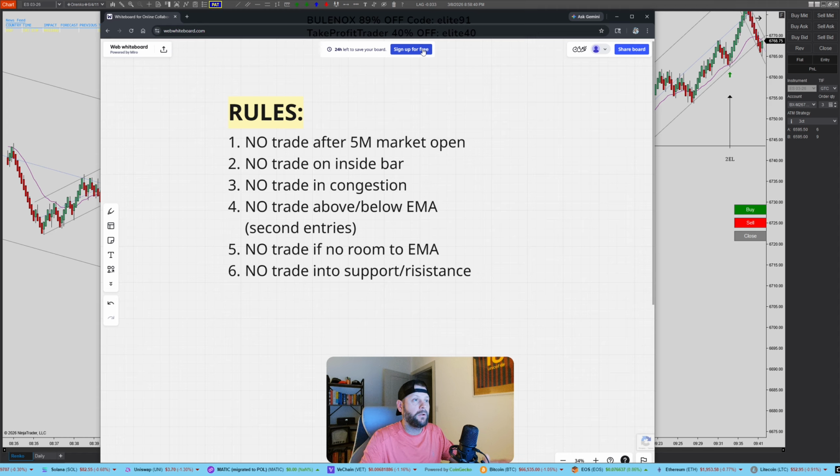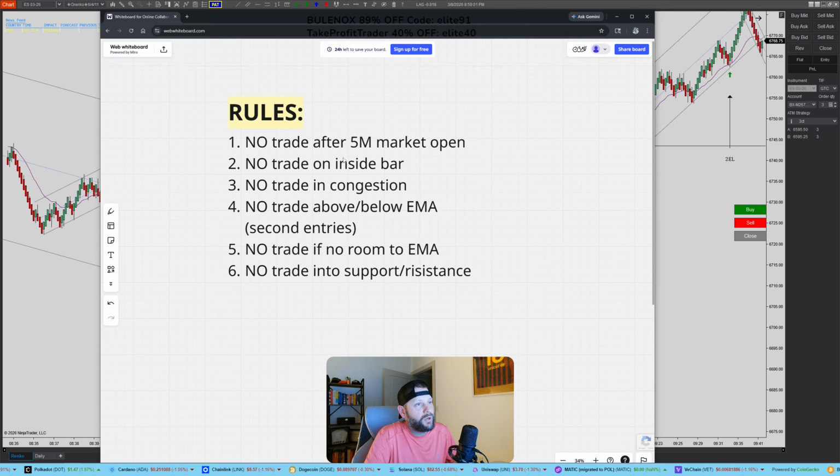Some of these are Max's rules, but this first one is mine. It doesn't matter how good the setup is. I don't care what the context is. I'm waiting for after 5 minutes, and then if there's a setup, I'll pull the trigger. If not, I'll move on to the next trade.